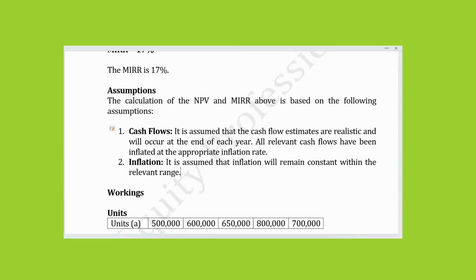You are given a 5% inflation rate for selling price. You are given a 4% inflation rate for variable cost. You are given an 8% inflation rate for fixed cost, right? So those are specific inflation rates. Our assumption now is that those inflation rates of 5%, 4%, and 8% will remain constant. They will not change throughout the period of this project. That's what we are trying to say here.